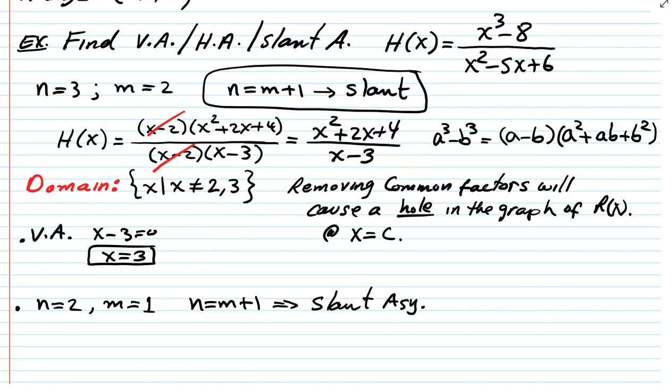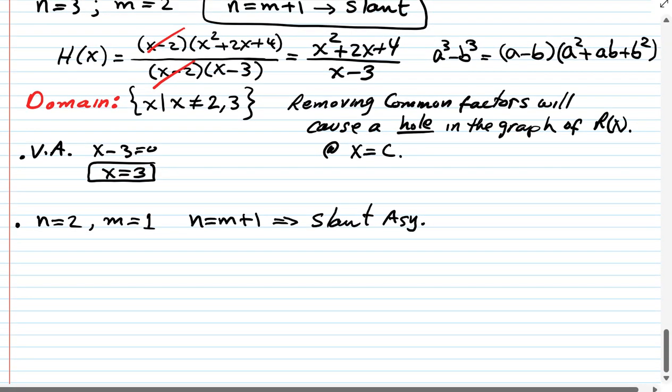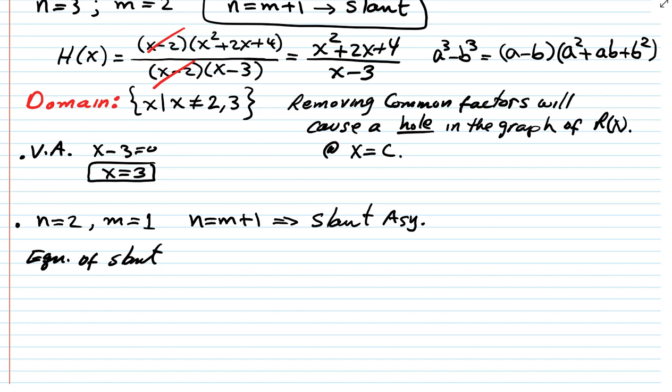So let's find the equation of the slant. How do we find the equation of a slant asymptote? In this case, it's going to be the result when we do a long division of x squared plus 2x plus 4 by x minus 3. Now you may have forgotten your long division, so let's do a just-in-time review of long division.